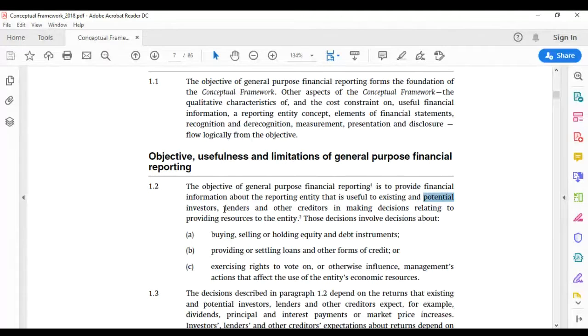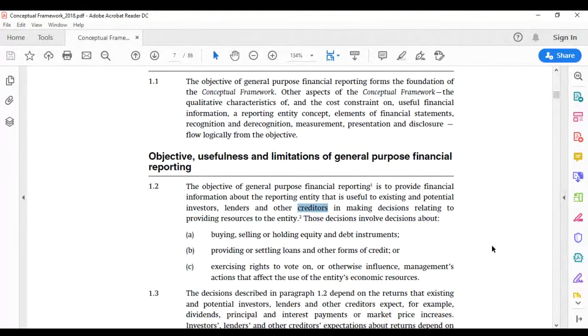And then also existing and potential lenders, in other words, financial institutions who might be lending money to the company, or the company will be borrowing money from them. And also existing and potential creditors, the people who are providing us with credit facilities. Clearly they need the information.